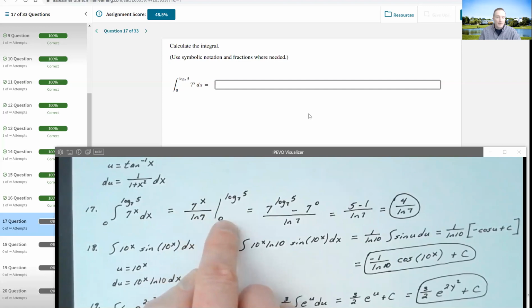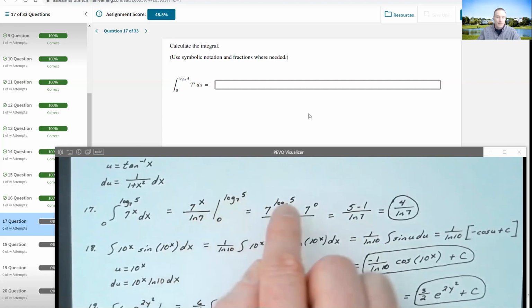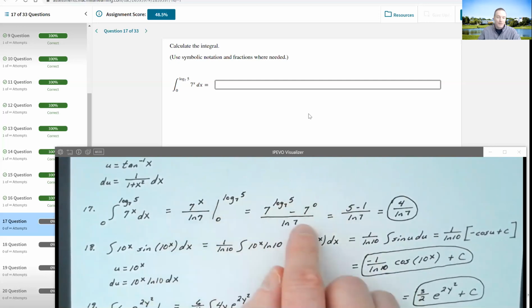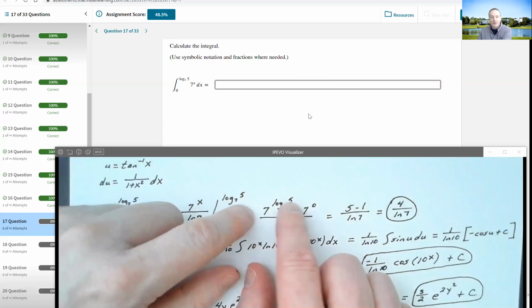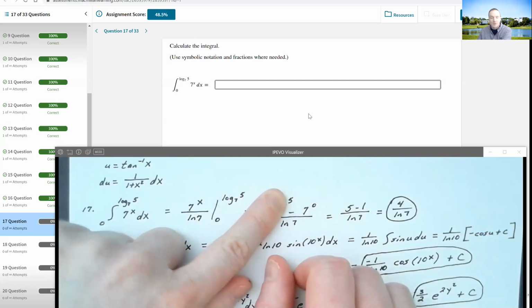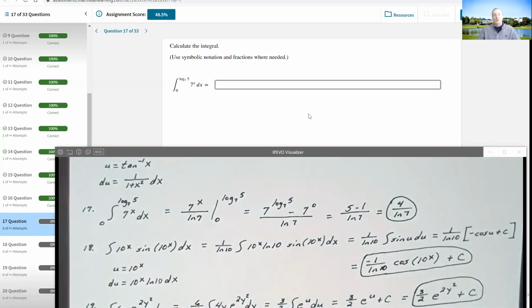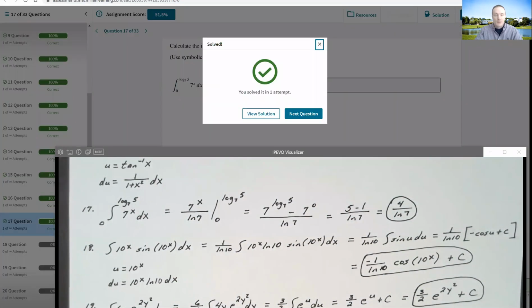We're now evaluating that from 0 to the log base 7 of 5. So I can say, well, all right, then it's 7 raised to the log base 7 of 5 minus 7 raised to the 0. All of that's divided by the natural log of 7. My numerator, these two, exponential base 7, log base 7 cancel, so the first term is just a 5. Any number to the 0 power is 1. So my numerator is going to be 5 minus 1, or 4. Final answer, 4 over natural log of 7. And check that. And they like it.